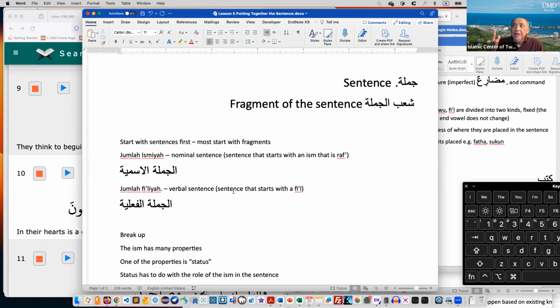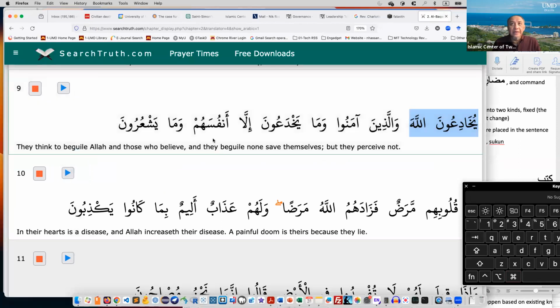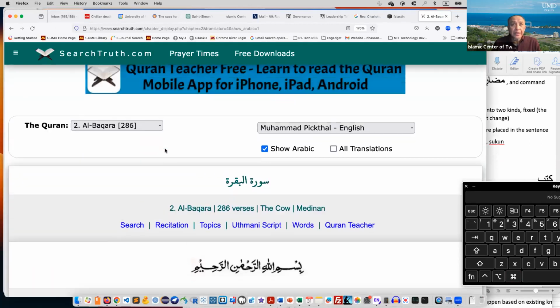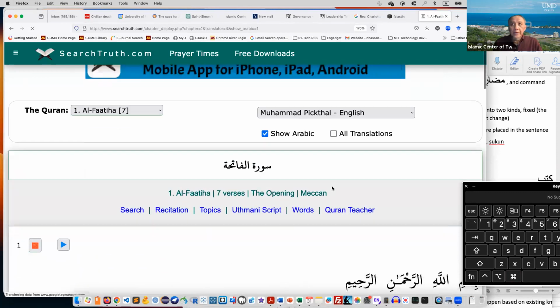Let me just finish up very quickly with the insight. What is the point of this? Why are we so stuck on figuring out whether it is jumla ismiya or jumla fi'liya? I'll explain that by looking at the Quran here. Let's go back to Al-Fatiha.